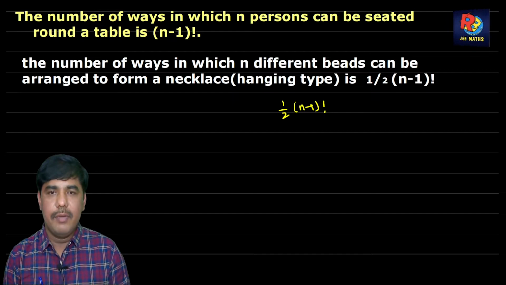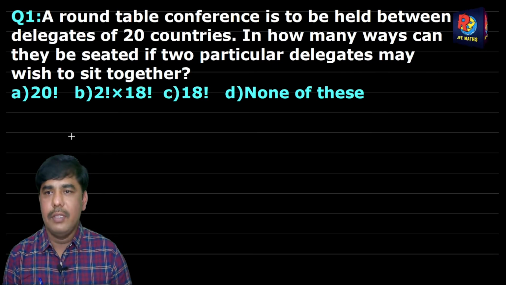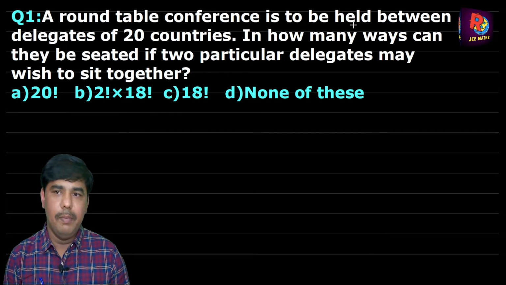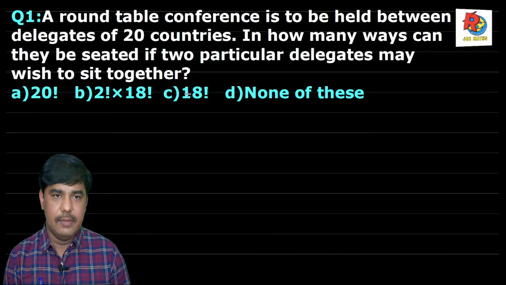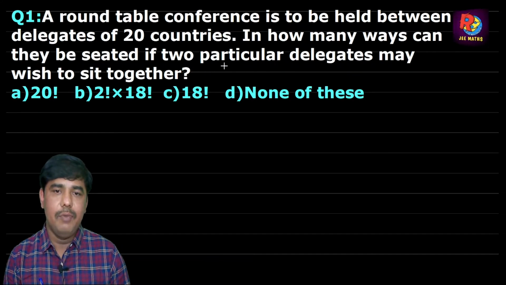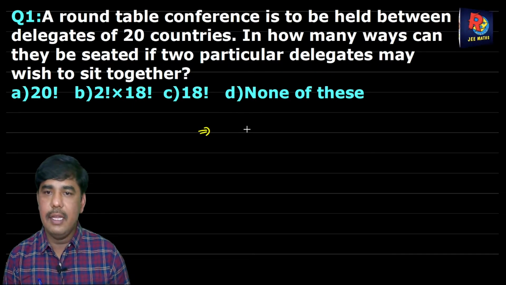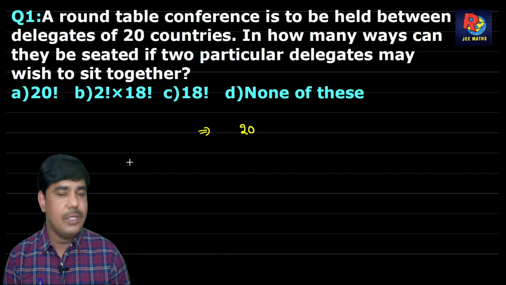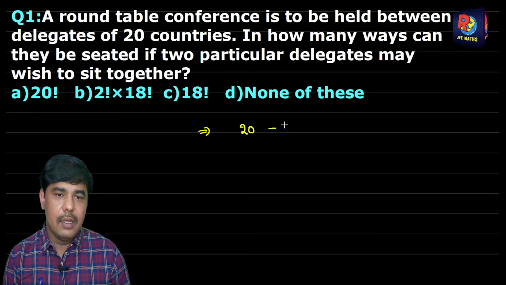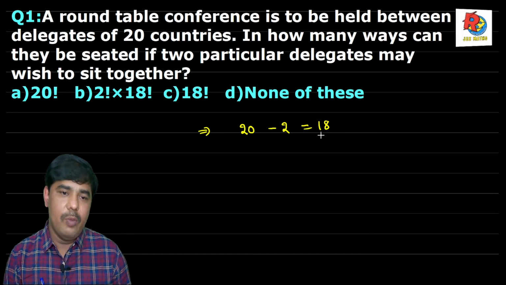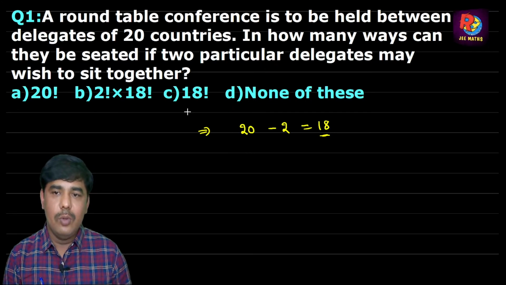Now we will do a few examples, then you can understand clearly. First example: a round table conference is to be held between the delegates of 20 countries. In how many ways can they be seated if 2 particular delegates wish to sit together? How many delegates are there? 20 delegates from 20 countries. In this, 2 particular persons want to sit together. If you remove the 2 persons, then there are 18 members. Now, sit together.